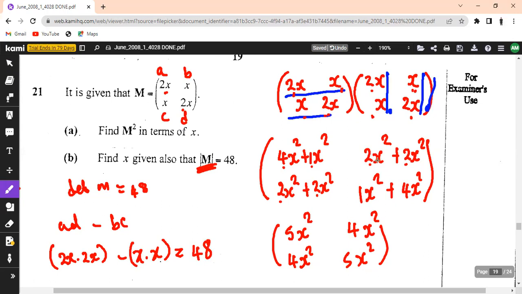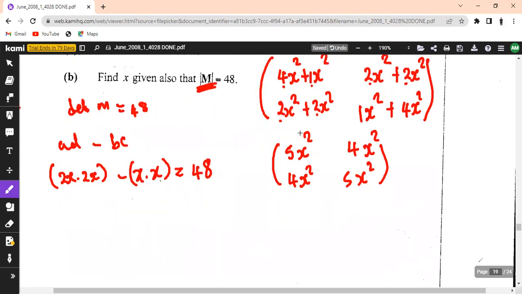All right, so let's multiply, guys, and see what you're going to have. 2 times 2, that is 4x squared, minus x times x, which is x squared, is going to give us 48. All right.